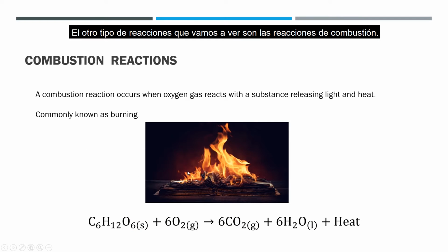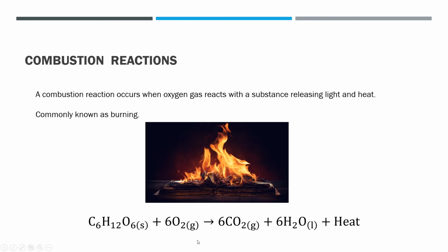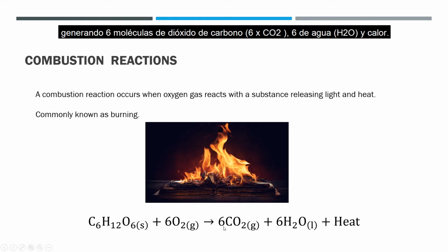The next type of reaction is combustion reactions. A combustion reaction occurs when oxygen gas reacts with a substance releasing light and heat. This is commonly known as burning. Now, in this equation below, we're looking at the burning of sugar. So the sugar molecule can be written as C6H12O6, can react with 6 molecules of oxygen, and then this generates 6 molecules of carbon dioxide and 6 molecules of water and releases some heat.